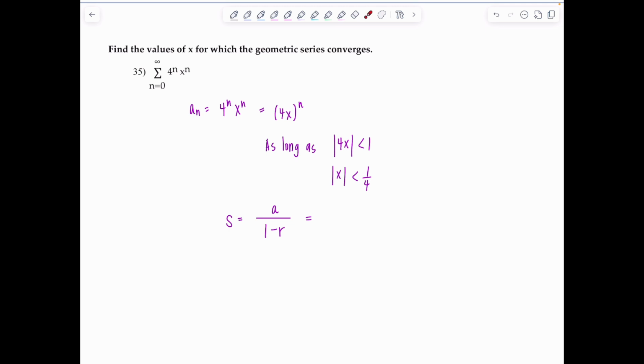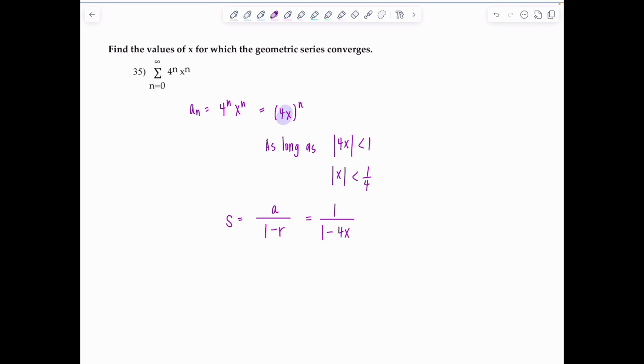So what's a? What's the first term? And this is why I don't like to write a sub 1. Some books put the formula that way. Well, the first term isn't a sub 1, it's actually a sub 0. So I just like a generic a nowadays. Maybe I did a sub 1 back in the day, but I've changed my mind since. Okay, so if n is 0, the first term is going to be 1 over 1 minus r. I feel like they didn't even ask for that. 1 minus, here's my r, 4x.